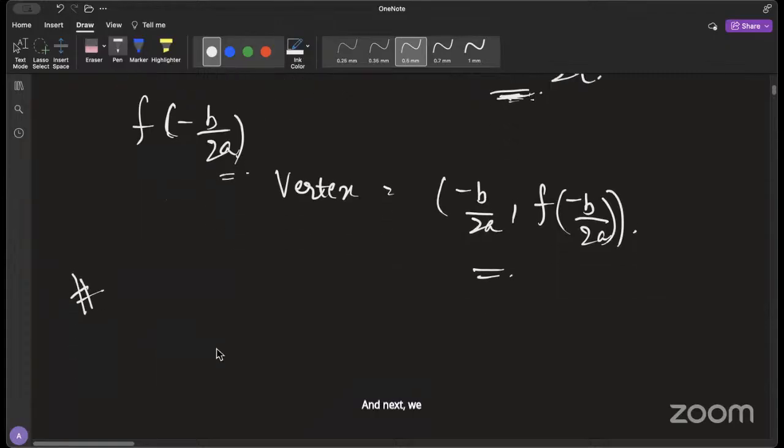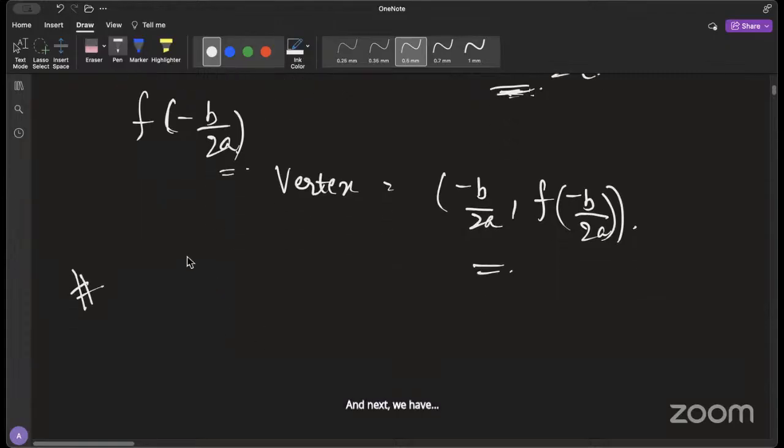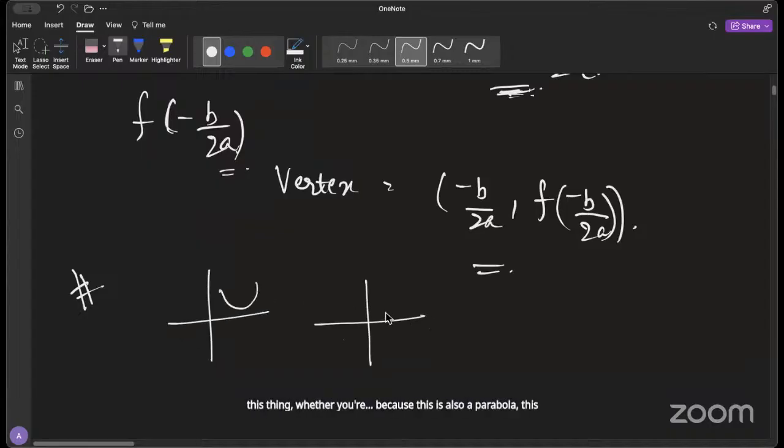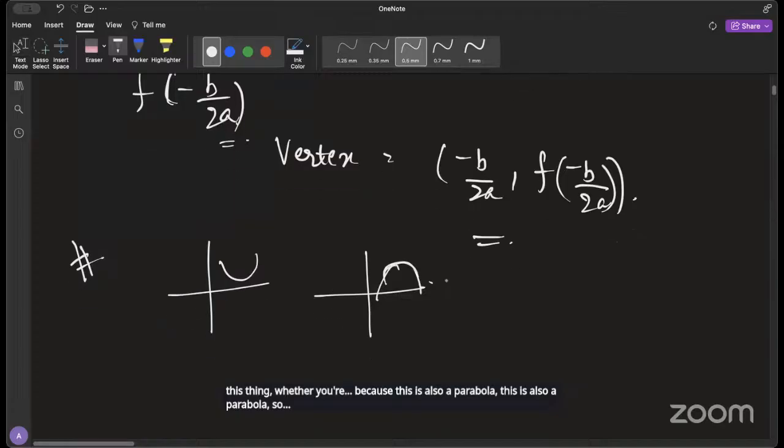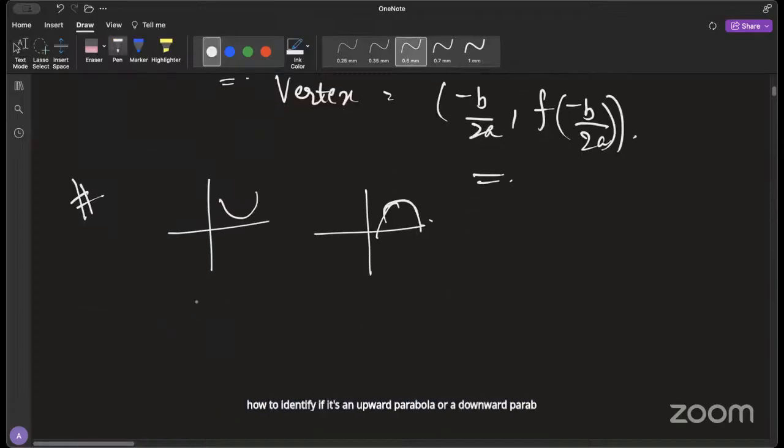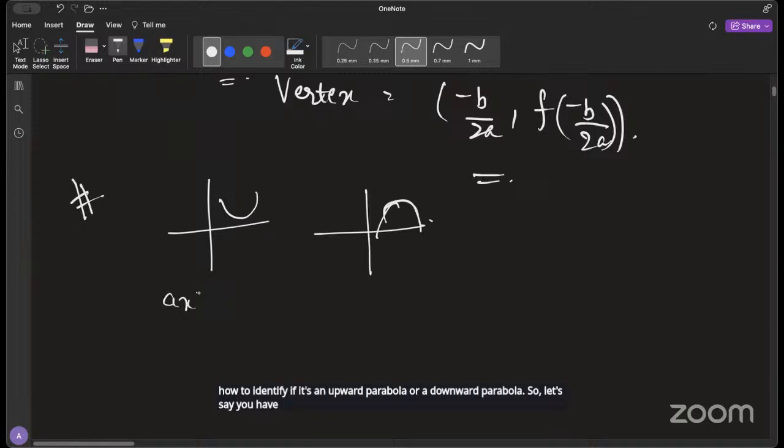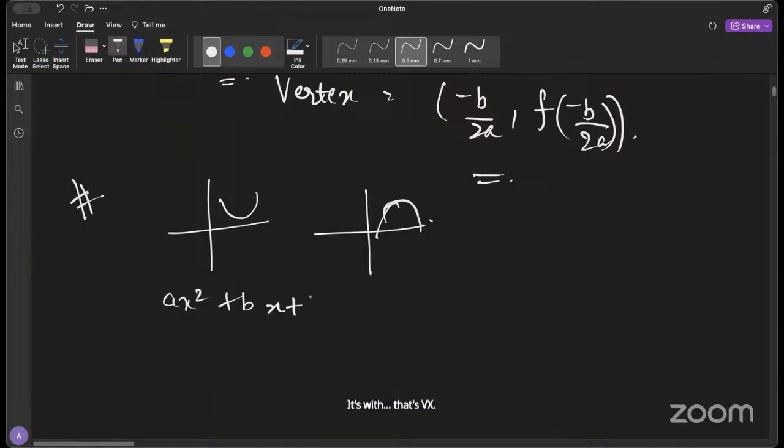And next we have this thing, because this is also a parabola. So how to identify if it's an upward parabola or a downward parabola? So let's say you have ax squared plus bx plus c, and let's make two cases here. Let's say this is your function, and your first case is a is greater than 0. This should mean that you'll have an upward parabola.